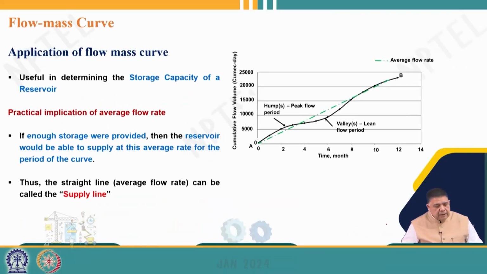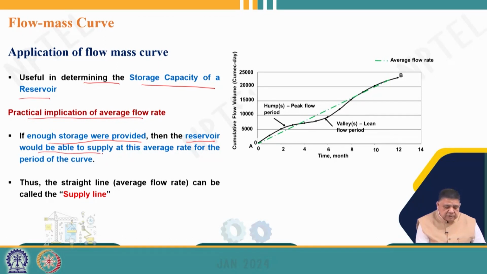Now, coming to application of flow mass curve, they have several practical applications. That is, they are useful in determining the storage capacity of a reservoir. Basically, if we look at the average flow rate, if enough storage were provided, then the reservoir would be able to supply at this average rate for the period of the curve.